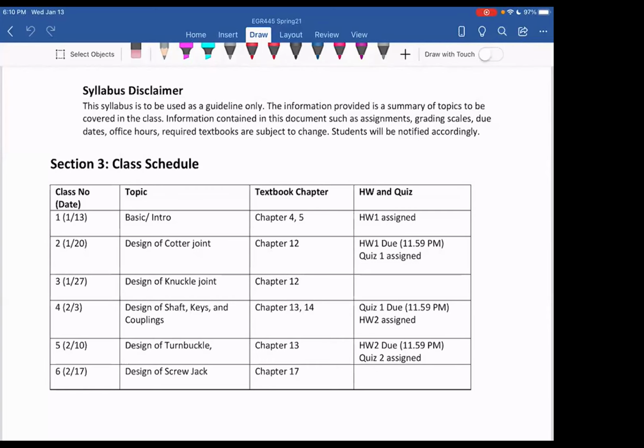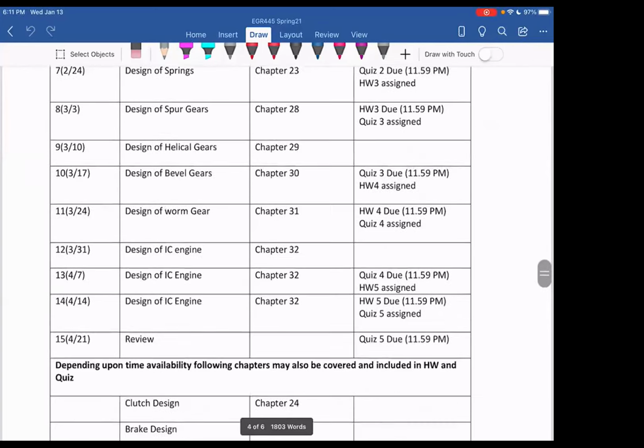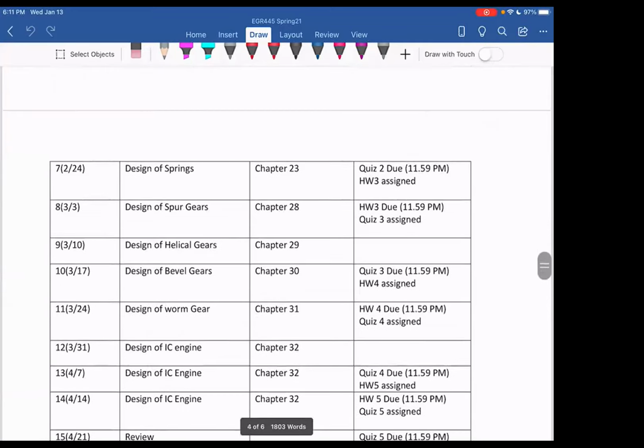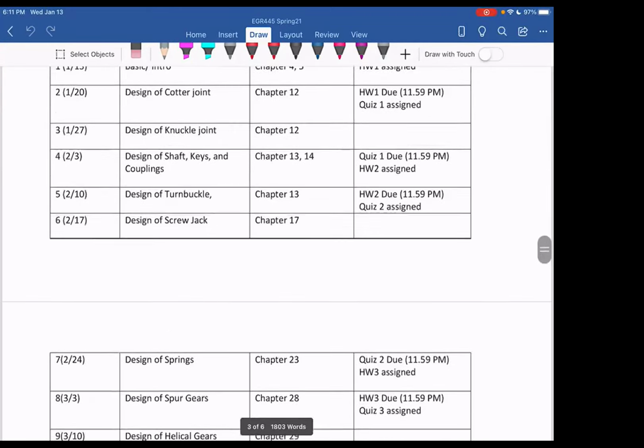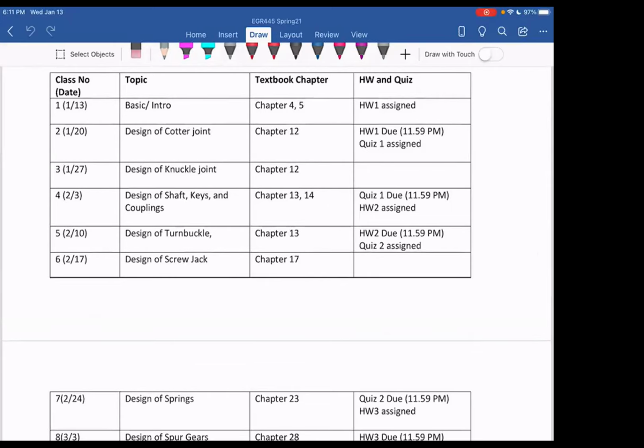So if you look at the overall schedule, we have about 15 classes. And the first class, today's class, on 1/13, we will talk about basic introduction. We will cover chapters 4 and 5 from the textbook. And these chapters you must have studied in mechanics of materials and engineering design.